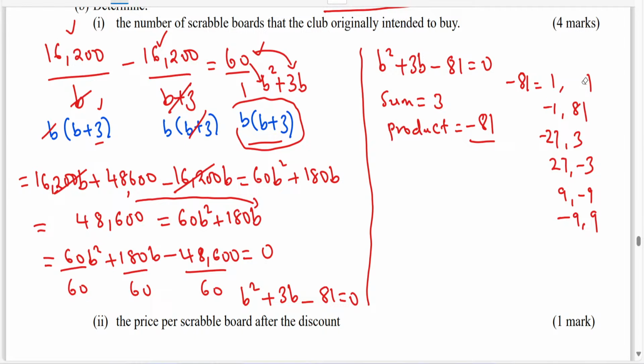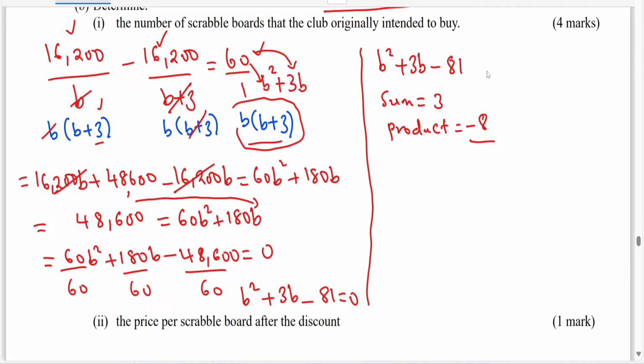No, sorry. Nimekosea kabisa. It should be negative 81, but it should be negative 810. Nadhani calculator yangu imenikataa leo. So because if you take 48,600 divide by 60, it should give you 810. So I'm mistaken, sorry for that. That's why I was wondering. Equal to 0. So hapa ni negative 810. So which two numbers niki add itanipa 3, niki multiply itanipa negative 810. Which are those two numbers?